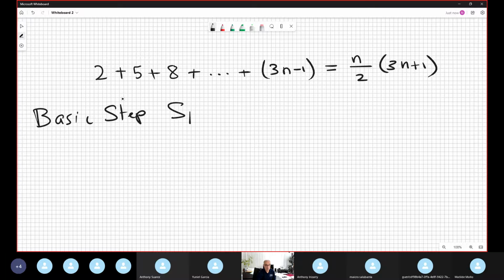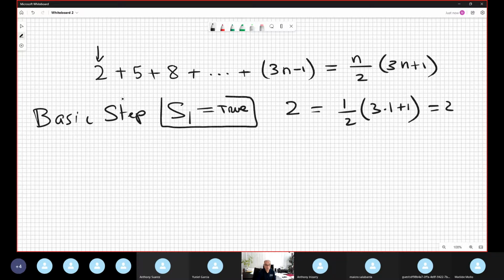Suppose that statement 1, so for n equal 1, this guy is true. How do you prove that? Well, easy. You plug it in: this is 2, equal to, and you plug in 1 here, 1/2 times 3 times 1 plus 1. 3 times 1 is 3, plus 1 is 4, and 4 divided by 2 is 2. True. Okay? You take the first and evaluate n equal 1 here, because it's statement 1.